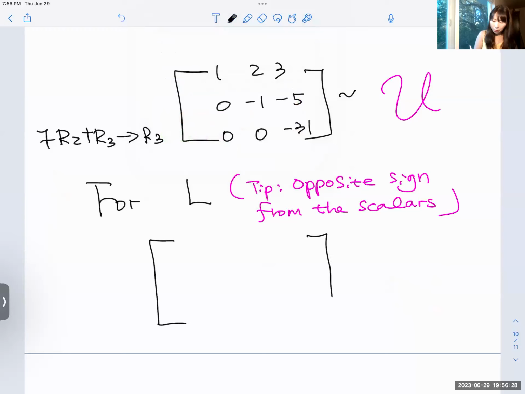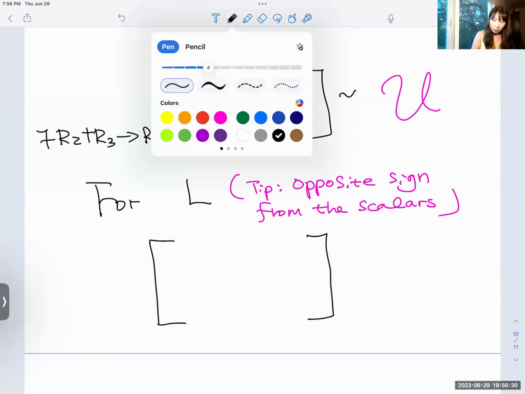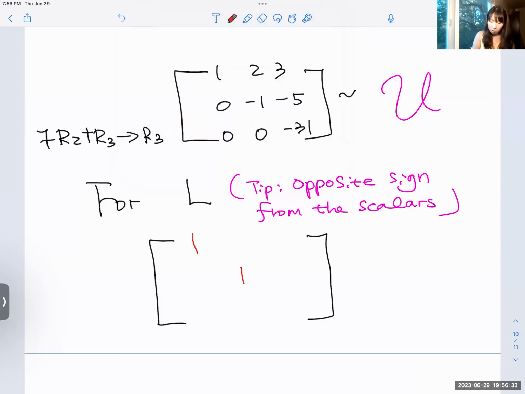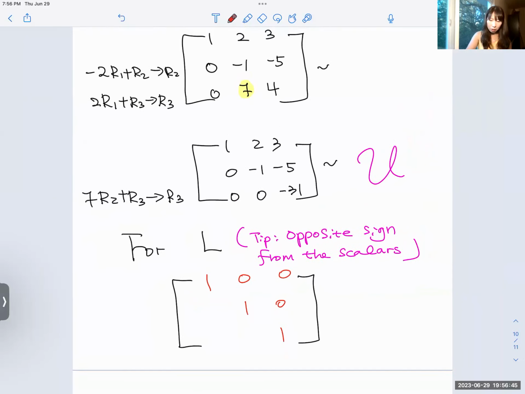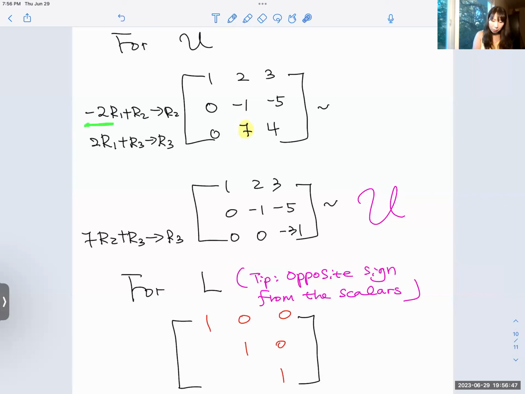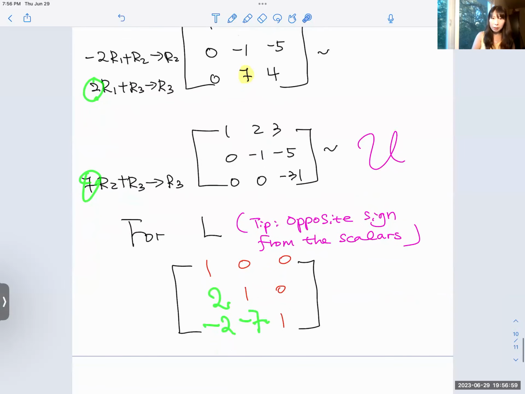So we have a 3 by 3 unit 1, 1, 1, and lower triangular, so 0, 0, 0. Okay, let's fill it out. So we start with negative 2, the positive 2 here, and positive 2. So negative 2, 7, negative 7. Okay. Very good.